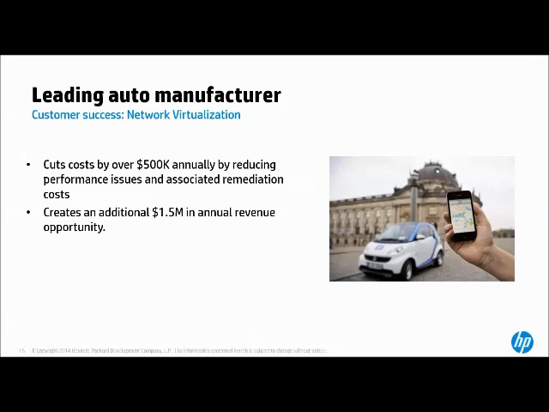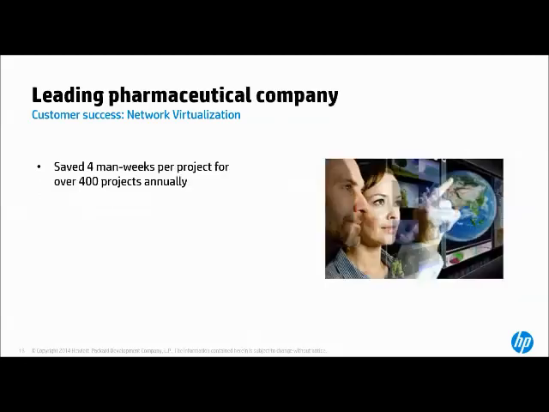The last one that I wanted to look at was a very large international pharmaceutical company, and the key element here is by introducing network virtualization, and this was that shift left of being able to introduce it early. So as you're in that late development stage, into your BVT environments, and you're running these early tests, what they realized was saving 4 man weeks per project for over 400 projects annually. So this was a significant savings that they identified.